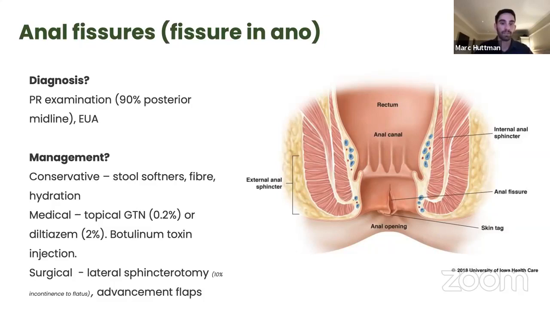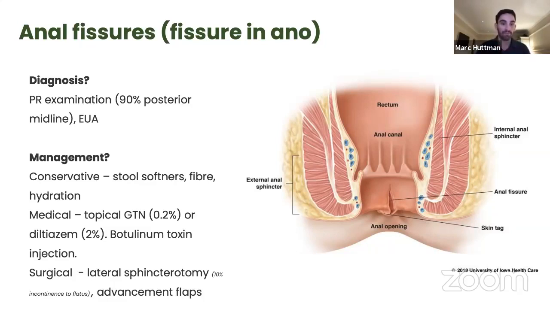Surgical, so this is the meat of it. Lateral sphincterotomy or advancement flaps. I'll explain one at a time. Lateral sphincterotomy: otomy, cut; sphincter; lateral, the side. Cut the sphincter at the side. What that does is it opens that up, and it means you've got a bigger wound, so to speak, which instead of being small and just tearing and healing and tearing and healing, is a bit flatter and more open and allows it to heal almost by secondary intention.